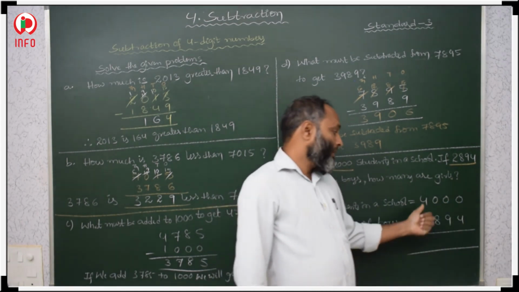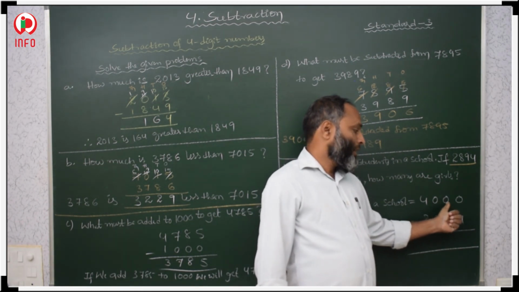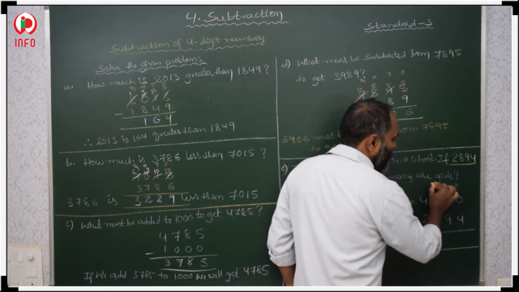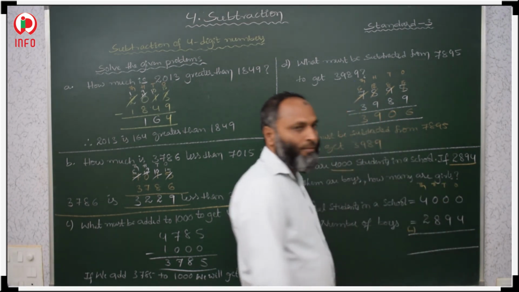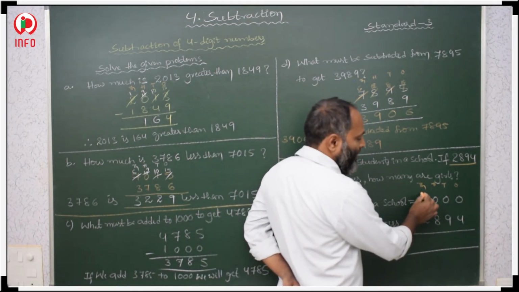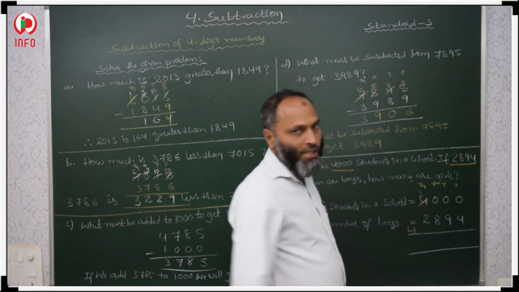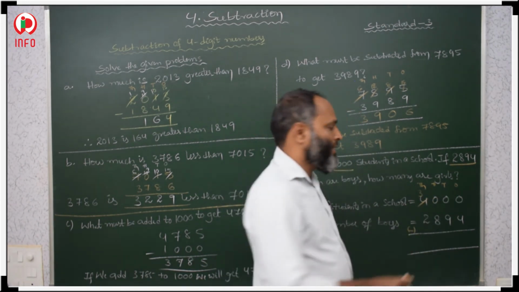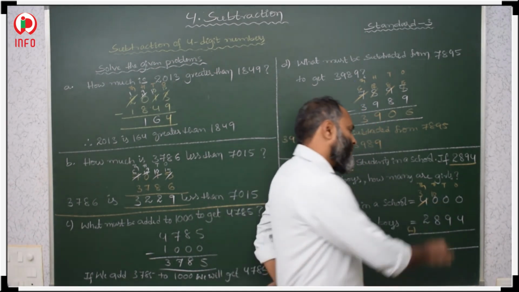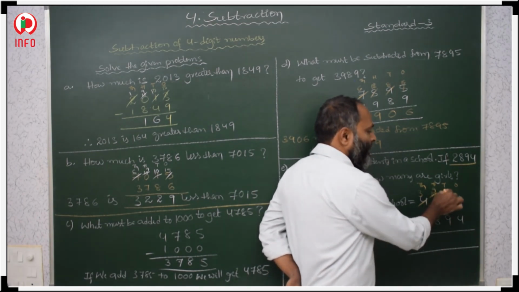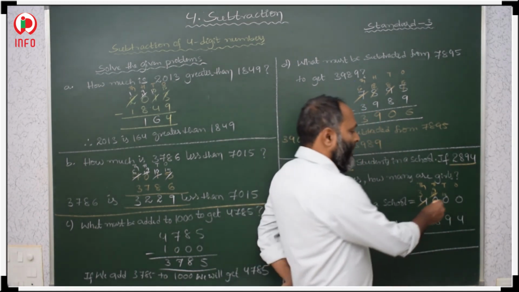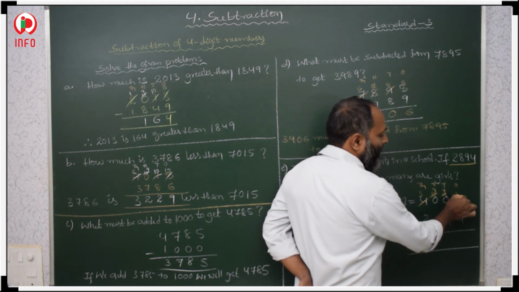Then we take a borrow from here to here, here to here, and here to here. This is ones place, tens place, hundreds place, thousands place. From thousands place we take 1000. So here 4000 is there, 3000 left. 1000 makes 10 hundreds. Out of these 10 hundreds you take 100. Here 900 left. Here 10 tens make 100. Out of 10 tens you take 1 ten. Here 9 tens left. Here 10 ones you will get.